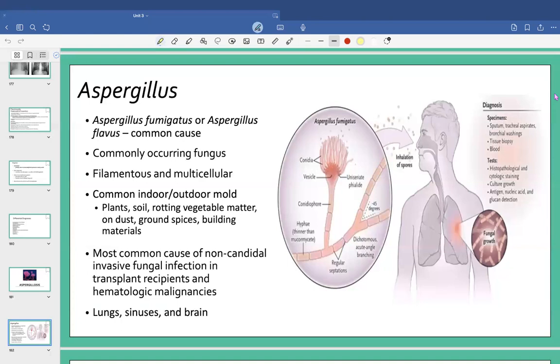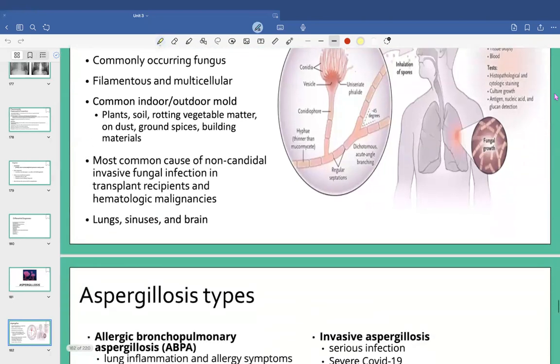There are several types of aspergillosis. The first we're going to talk about is allergic bronchopulmonary aspergillosis. These patients usually have some type of pre-existing asthma, maybe even cystic fibrosis. This is a lung inflammation with allergy symptoms. Patients have coughing, wheezing, worsening bronchospasm. Allergic bronchopulmonary aspergillosis.